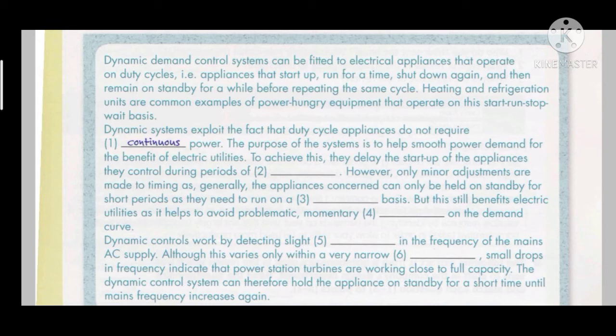تمام، دلوقتي هما بيتكلموا عن dynamic demand control systems. في systems كده بتتحكم في الطاقة اللي بتروح لجهاز معين، لو الجهاز مش بنستعمله بيقفلوه، زي جوجل كده. في دلوقتي هاي جوجل او سيري، لما تكون في بيت والبيت ده فيه اجهزة معينة، سيري ممكن نعطلها مثلا تايم تيبل ونقول لها ان في الوقت الفلاني انت هتقفلي التلفزيون مثلا. ف this is like it, a dynamic demand control systems used in factories can be fitted to electrical appliances that operate on duty cycles.